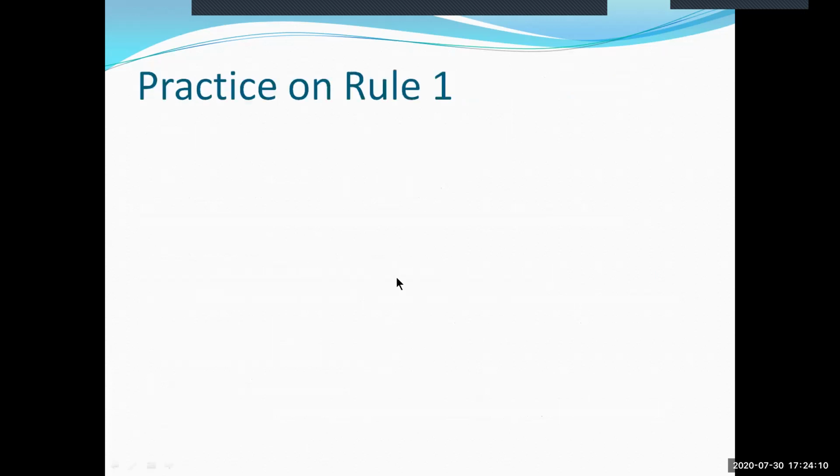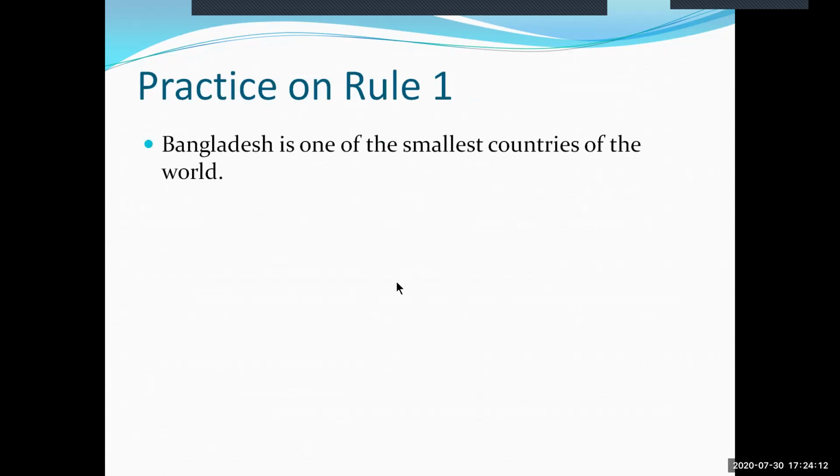Here are some practices for you to be done at home. These practice sentences are based on rule 1. Please do these sentences, and I think you will find all of these example sentences very fruitful for you to practice a sentence to be made interrogative from affirmative form.